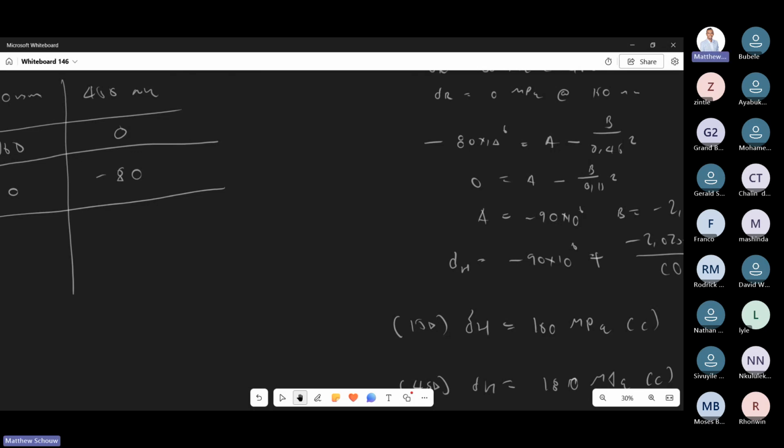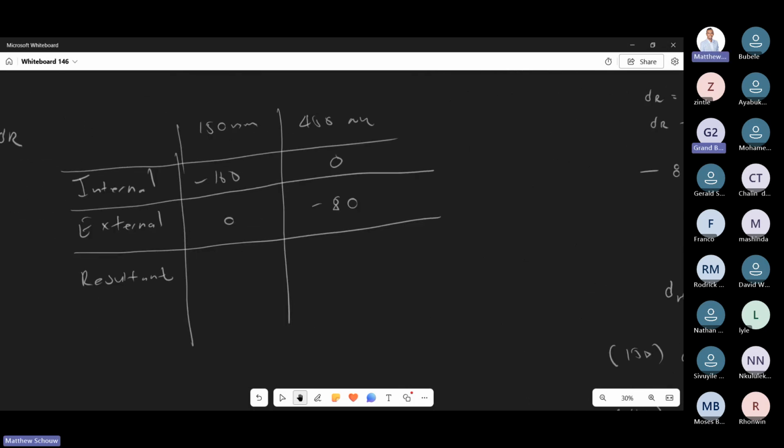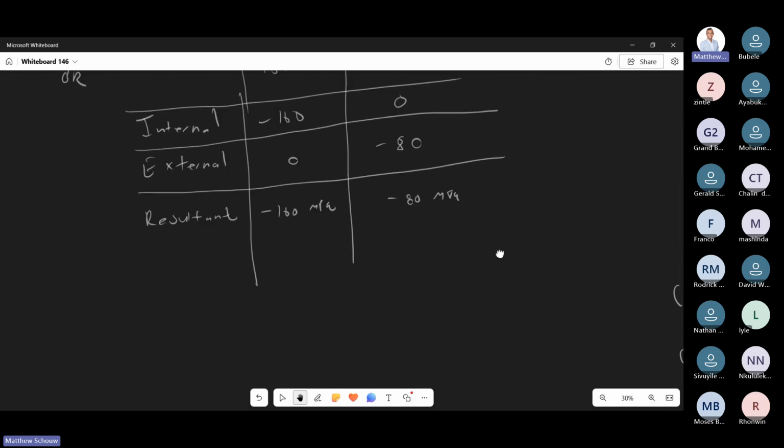Ferdinand. Okay. It's quite simple. Yeah, this is a result and it's fine. Okay, good. So you just add these two together. Obviously, this will be that stage negative 160 and that stage negative 80. And this is the resultant stress, right? In the actual cylinder. Minus 160, minus 80. But that's only for the radial.